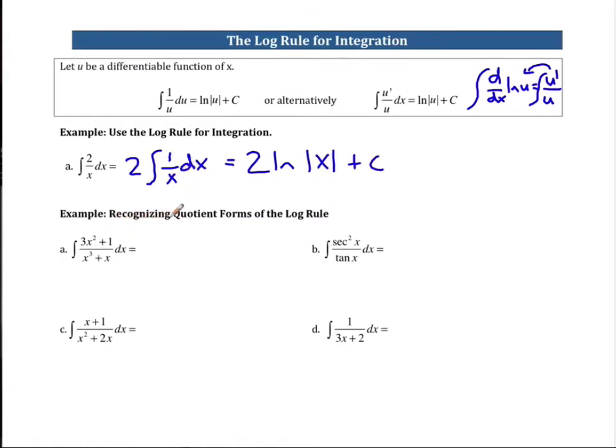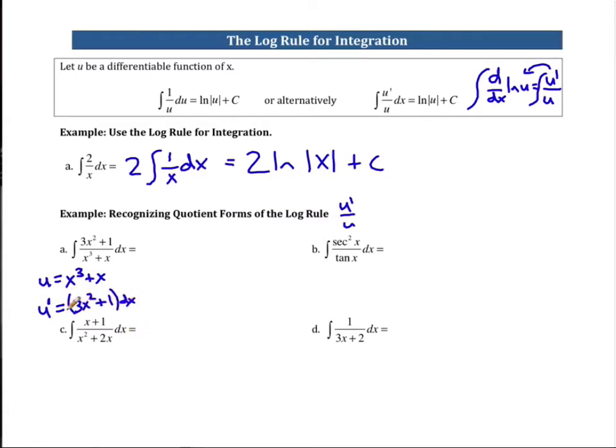Now the trick is going to be recognizing quotient forms of the log rule. Okay, in other words, what we're looking for is u prime over u. That's going to be our ticket. So looking at this, we want to see what can we let u equal. So a lot of times, just try to let the denominator equal u. So if we do that here, we get x cubed plus x. And then let's go ahead and find u prime, which would be 3x squared plus 1 dx.